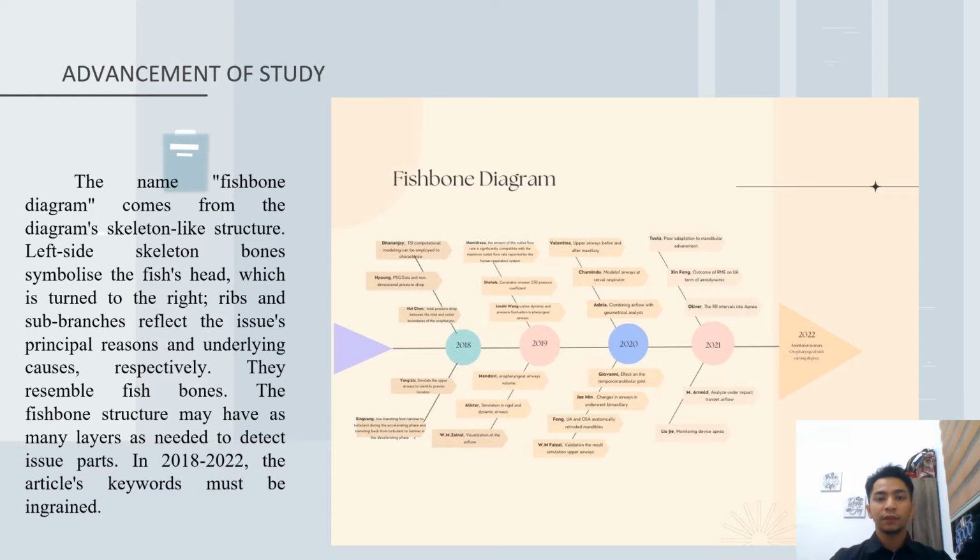Advancement of study. You can see the fishbone diagram, which is turned to the right, and the sub-branches reflect the issue, particular reason, and underlying cause. Respectively, they resemble a fishbone. The fishbone structure may have as many layers as needed to detect the issue. From 2018 to 2022, the article keywords must be integrated.